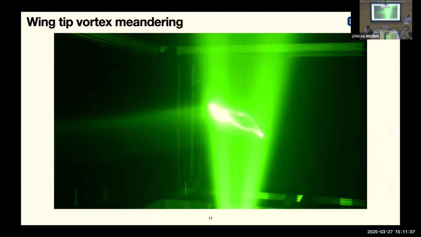This is just a traditional photography long exposure image, where this streak you see is the tip vortex moving. Because it's long exposure, we're just seeing it as a blur. But what we're going to do is PIV so that we can see instantaneous images of what's happening.